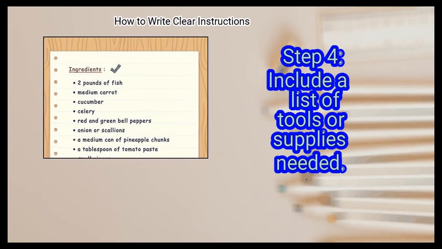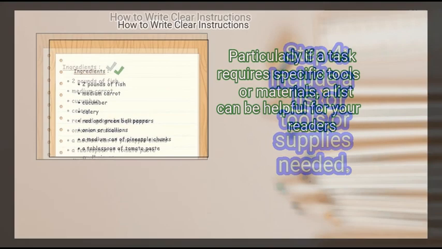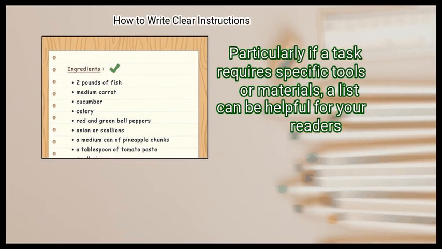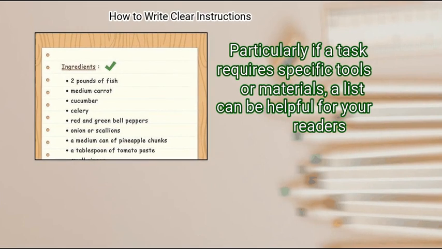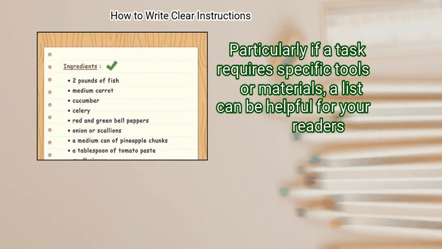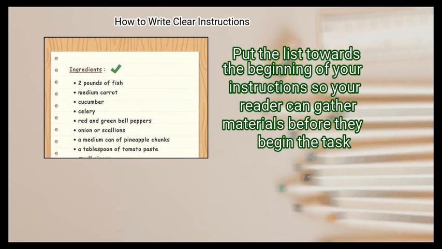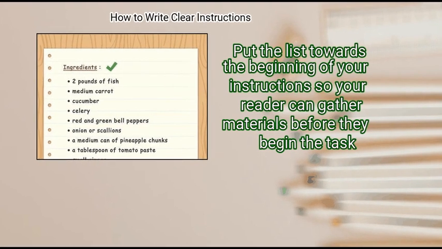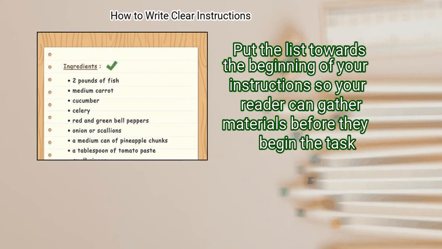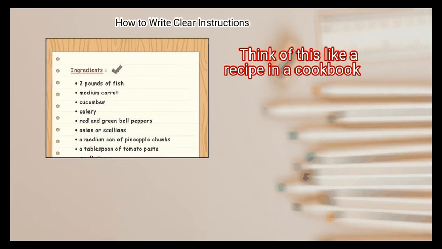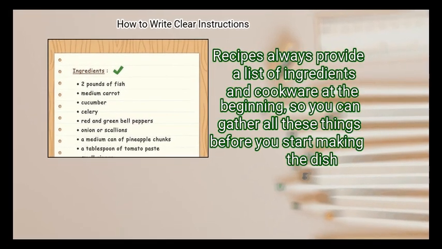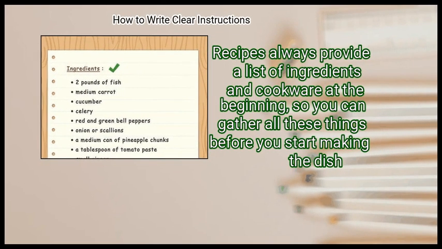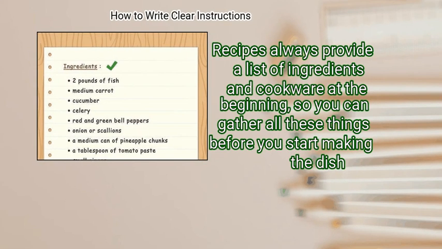Step 4. Include a list of tools or supplies needed. Particularly if a task requires specific tools or materials, a list can be helpful for your readers. Put the list towards the beginning of your instructions so your reader can gather materials before they begin the task. Think of this like a recipe in a cookbook. Recipes always provide a list of ingredients and cookware at the beginning, so you can gather all these things before you start making the dish.